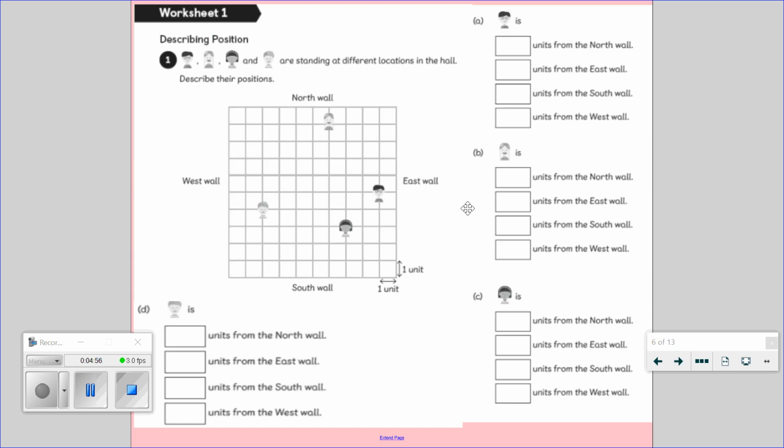So here's the worksheet today. And in question 1, we're describing the position of the 4 children. They're all standing at different locations in the hall. So first is Charles, and you have to find out and then fill in how many units he is from each wall. So here he is on the grid. How many units is he from the north wall, the east wall, south wall, and the west wall? Then you do the same for the other children.